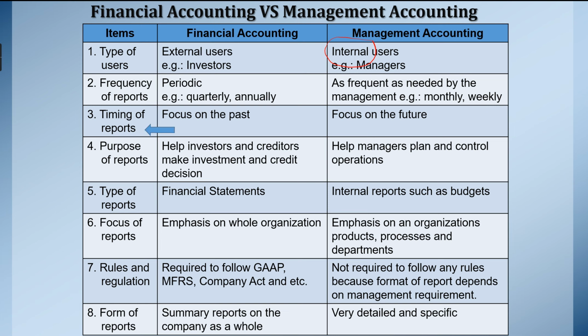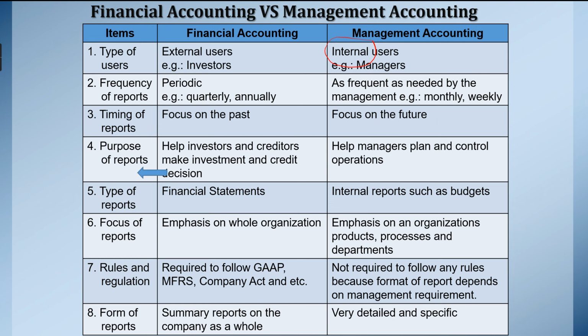Next, timing for the reports. For FA we focus on the past, that means urus niaga tu dah berlaku, and then kita buat catatan based on the documents for the transaction. But for MA we are actually predicting, or planning for the future. So semua yang kita buat dalam MA is something yang belum berlaku lagi. So we are actually focusing on the future. Most of the decisions and reports are basically your target or your aim for a certain period of time.